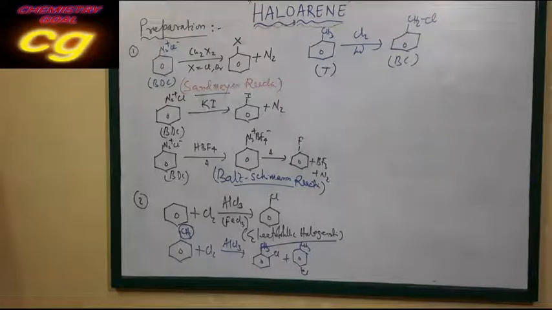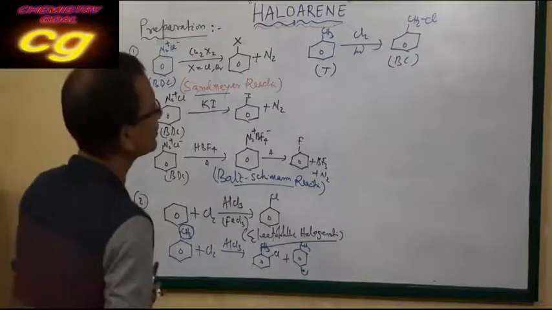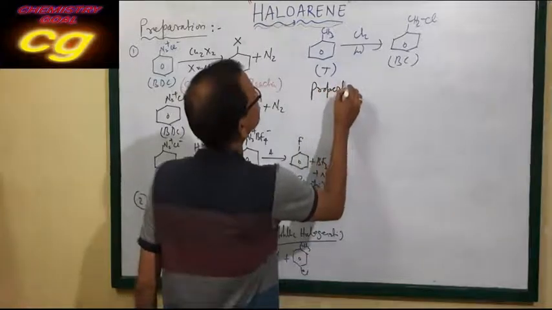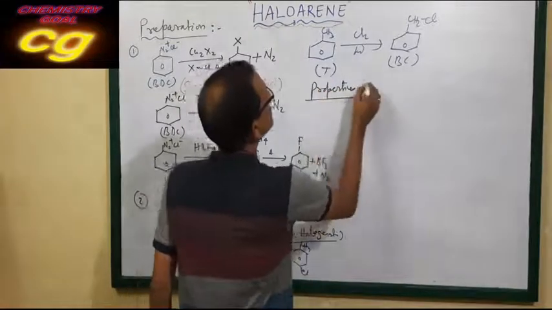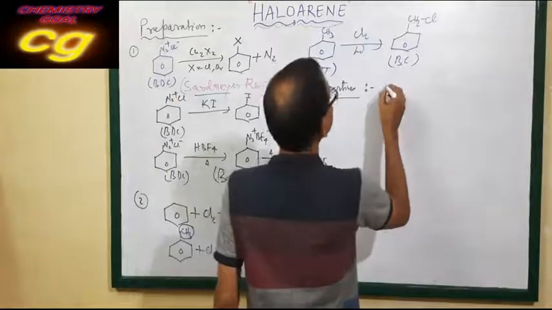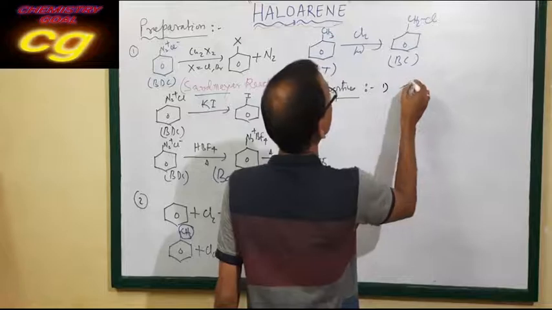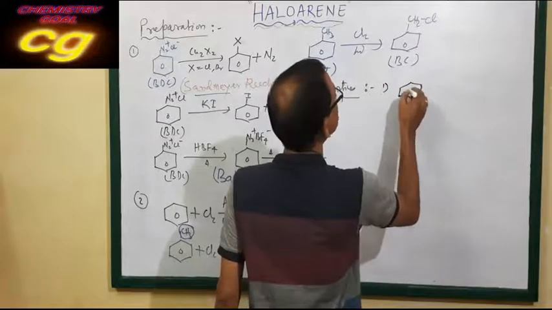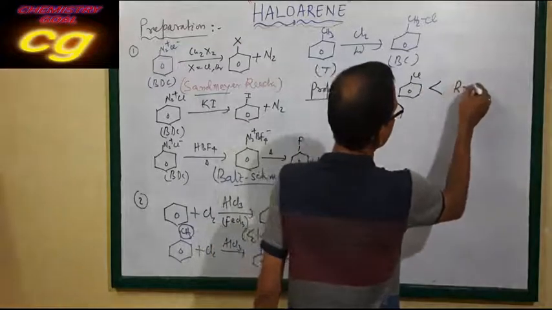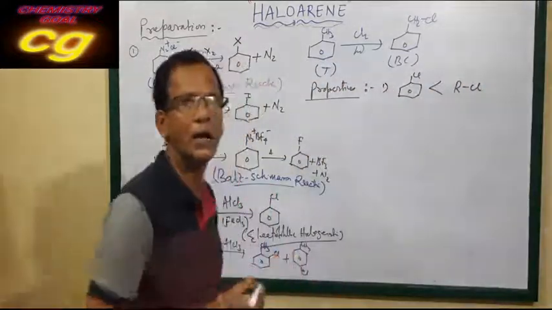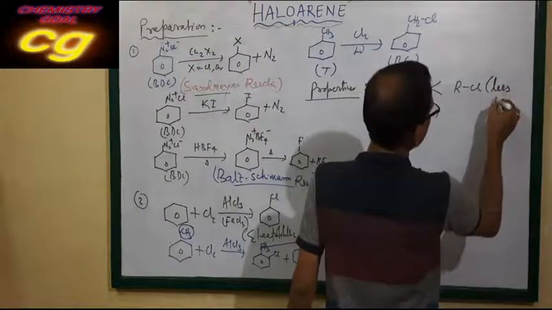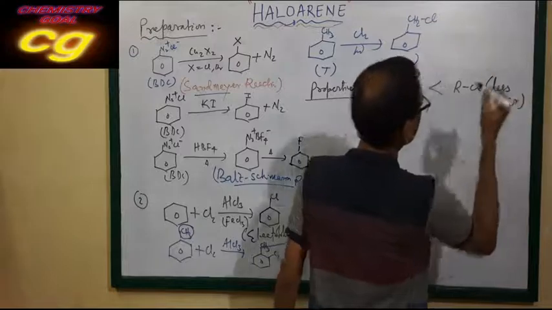So these are the main important methods of preparation of haloarene. But if you see the properties of haloarene, what are the properties? The first one: already you know that, for example, chlorobenzene is less polar than which one? Haloalkane. Less polar. This is very important.